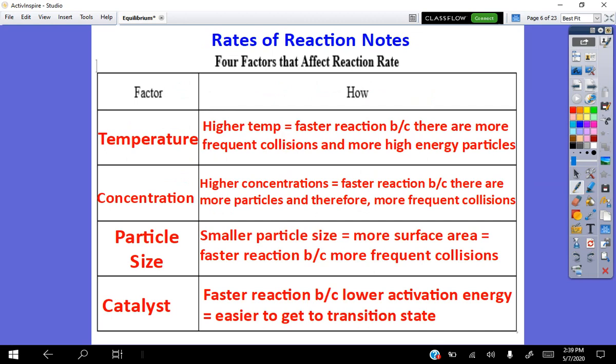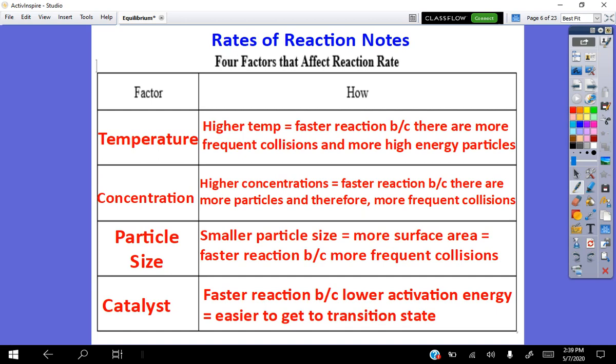There are 4 factors that affect reaction rate. The temperature, which we know is the average kinetic energy of our particles, affects reaction rate, and it's very similar to the idea of kinetic molecular theory. If we are at higher temperatures, the reaction will occur faster because there are more frequent collisions and therefore more high energy particles. They have enough energy to reach the activation energy and the transition state.